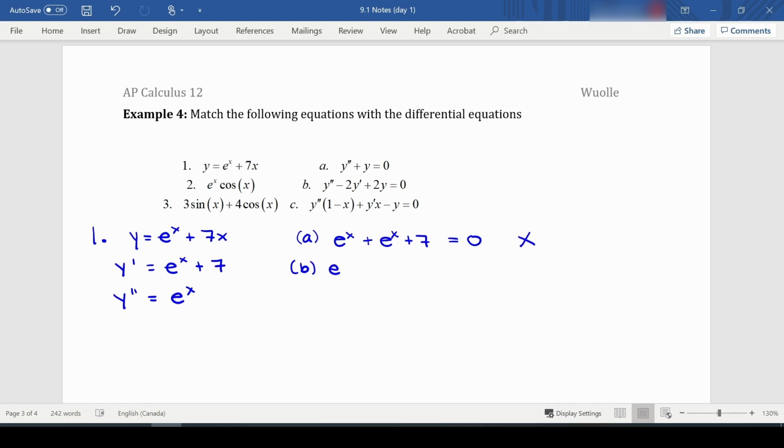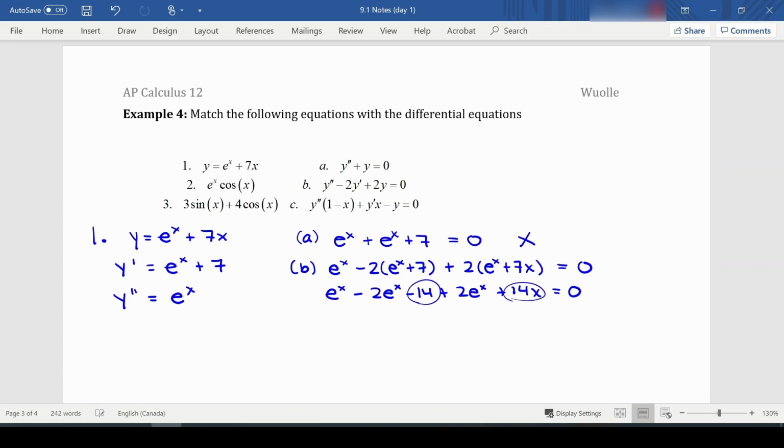Okay, try it in b. We get y double prime, which is e to the x, minus 2y prime, so 2e to the x plus 7, plus 2y, 2e to the x plus 7x. This is supposed to equal 0. Well, I'm going to get some things that cancel out, but not enough. So if I expand all my brackets, again, we can tell by looking at it, we have this constant and this 14x. Those aren't going to go anywhere. 2e to the x's are going to cancel out, but I'm still going to end up with an e to the x. That also does not equal 0. So let's try C just to make sure that this one does work and we haven't made some sort of mistake finding our derivatives.